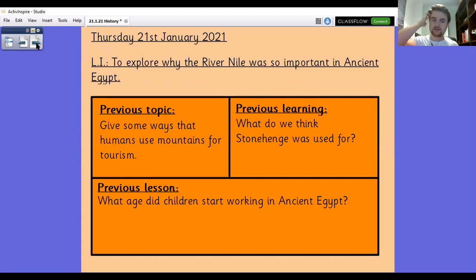Here are your three introductory questions. Give some ways that humans use mountains for tourism. Have a think about the posters that we made to advertise the Alps in our previous unit of learning. What do we think that Stonehenge was used for? Now, I say what do we think because we can't know for sure, but archaeologists have made some guesses based on some evidence. And at what age did children start working in ancient Egypt? So have a go at answering those questions on your template in Teams. And then when you're ready, press play again on the video.